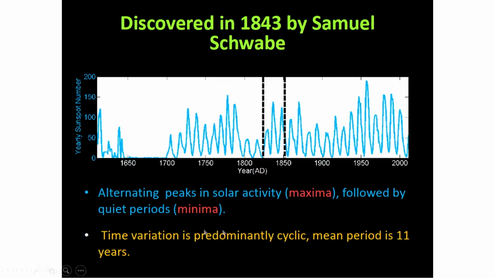So the time variation is predominantly cyclic with a mean period of about 11 years. But there are lots of variations. You see the amplitudes are often very, very different. That means there could be some solar cycle which is much more dynamic or much higher in scale as compared to the other one.